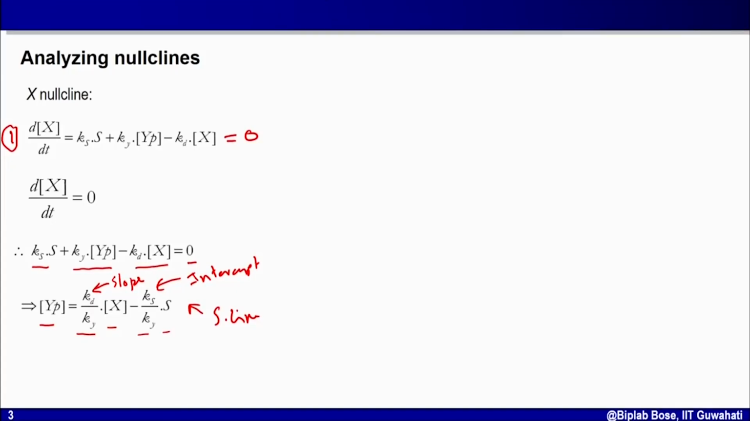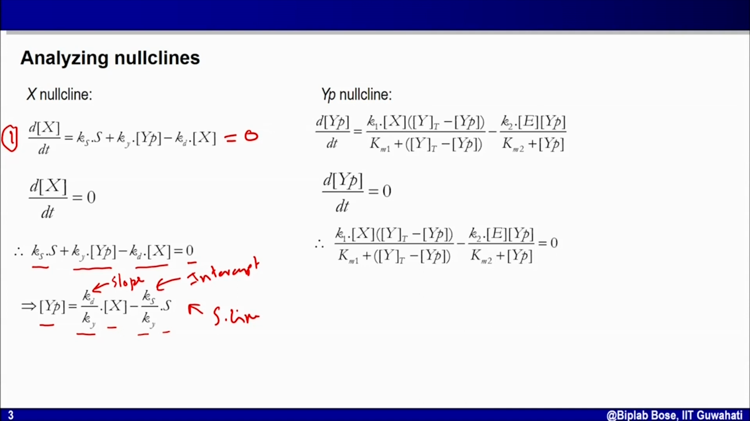So yp versus x is a straight line having an intercept ks by ky into s, and the slope is kd by ky. Now one thing we should keep in mind here is that this null cline depends upon the input signal s, because this null cline has the s term in its intercept. Now look into the y null cline. The dyp/dt, the ODE for yp, is exactly the same as we have done for the negative feedback in the earlier module. So I will not go into much detail of it.